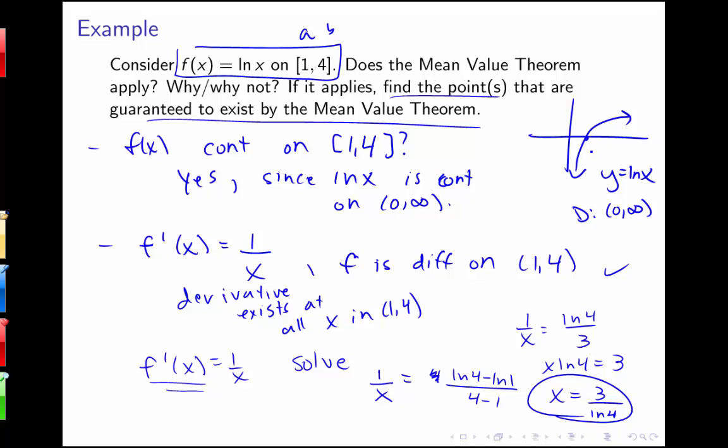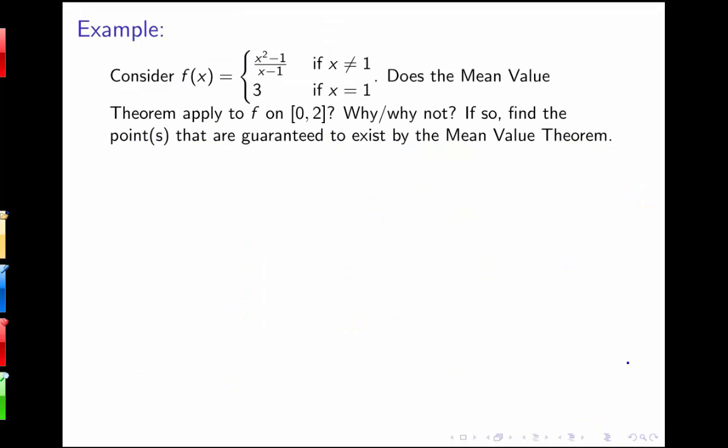In terms of our picture, we know that the natural log of 1 is 0, so 1 would be here, 4 would be over here, so I could draw a line between those two, and then somewhere around here I have my c, or my x, the way I labeled it here, where I would have the slope of that secant line being the same as the slope of the tangent line to this particular point. Okay, so I want to just look at one more example, and then we'll be talking more about applications of the mean value theorem in class.